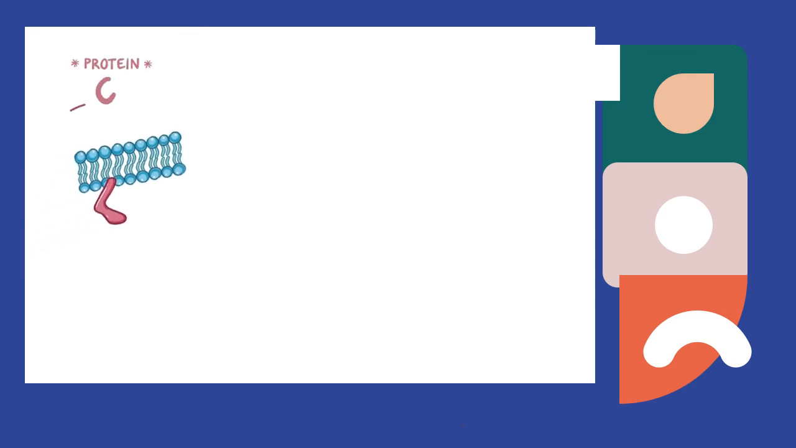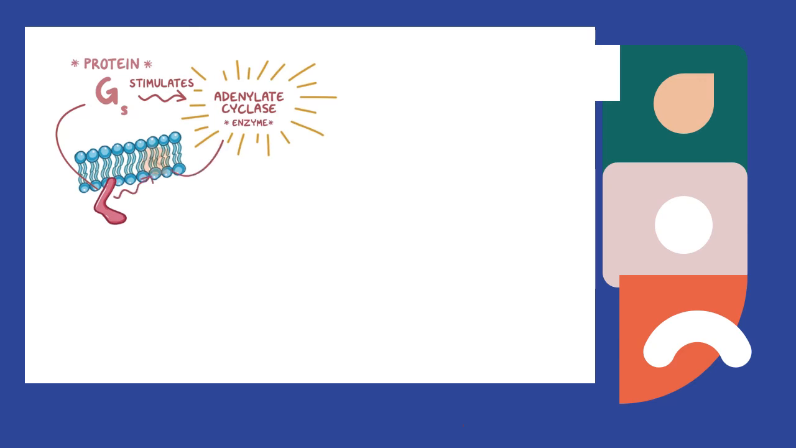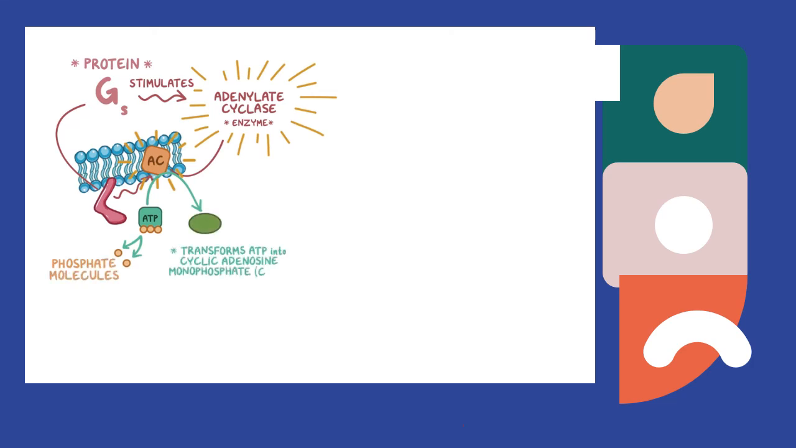Next is protein GS, which stimulates the enzyme adenylyl cyclase. Activated adenylyl cyclase takes adenosine triphosphate, or ATP, and removes two phosphate molecules, transforming it into cyclic adenosine monophosphate, or cAMP. cAMP moves throughout the cytoplasm and binds to the enzyme protein kinase A.